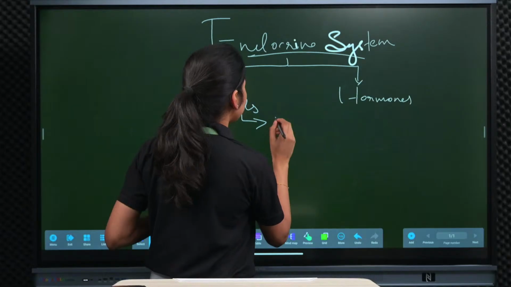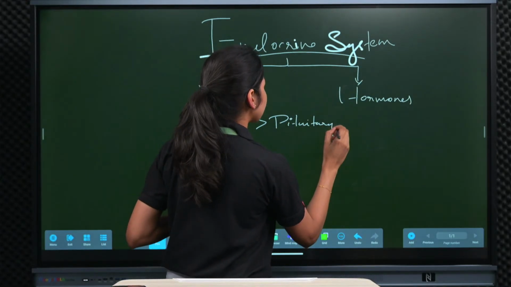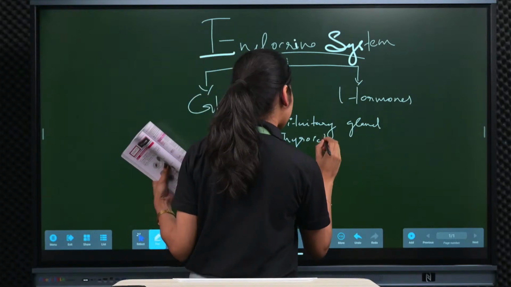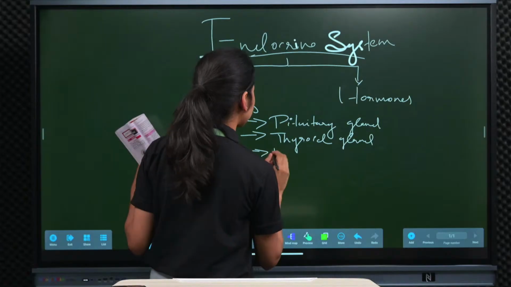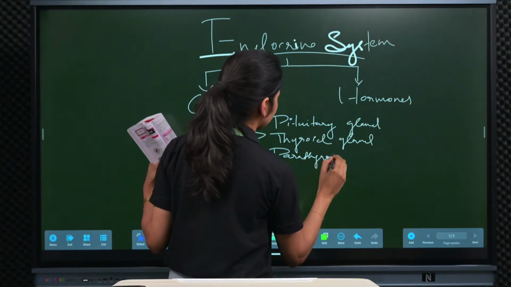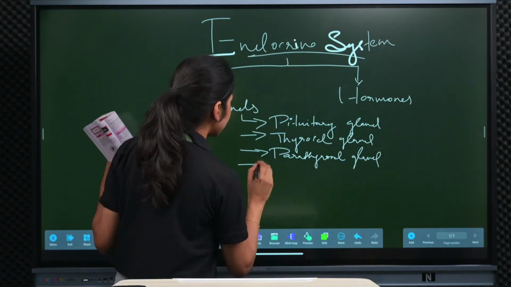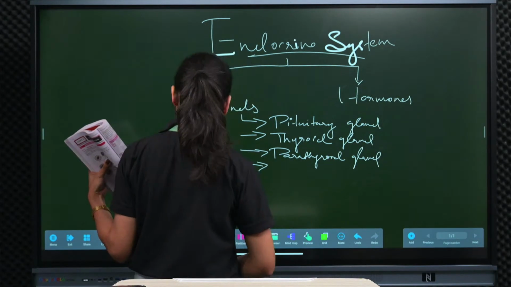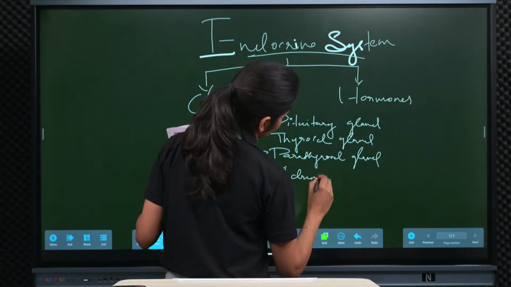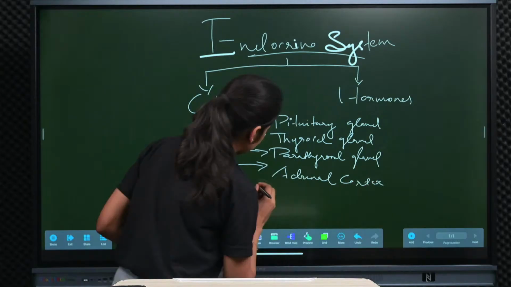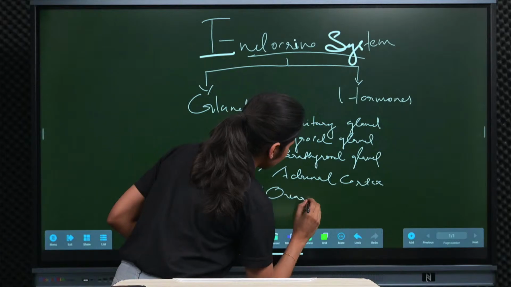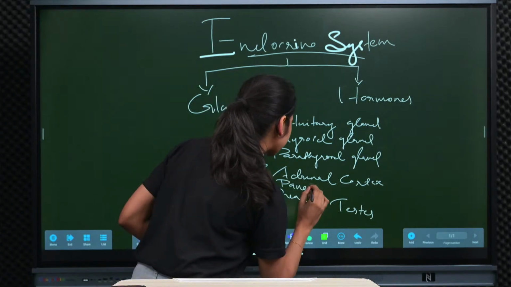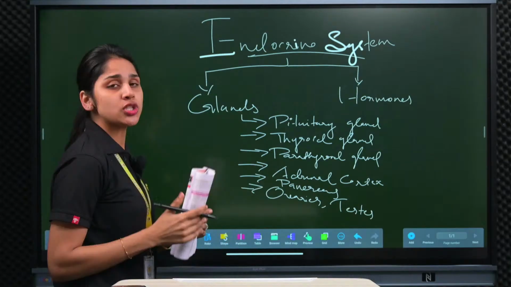First we are learning about the pituitary gland. Next, the thyroid gland. Next, the parathyroid. Next, the adrenal cortex. And last come the ovaries and testes, and one more, the pancreas. These are all the glands which come under the endocrine system.